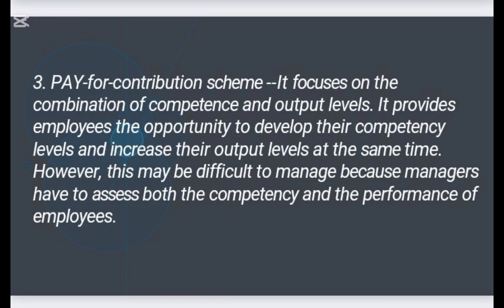Number 3, pay for contribution scheme. It focuses on the combination of competency and output levels. It provides employees the opportunity to develop their competency levels and increase their output levels at the same time. However, this may be difficult to manage because managers have to assess both the competency and the performance of employees.